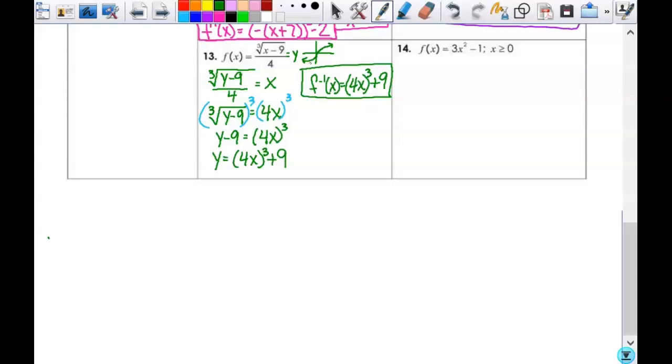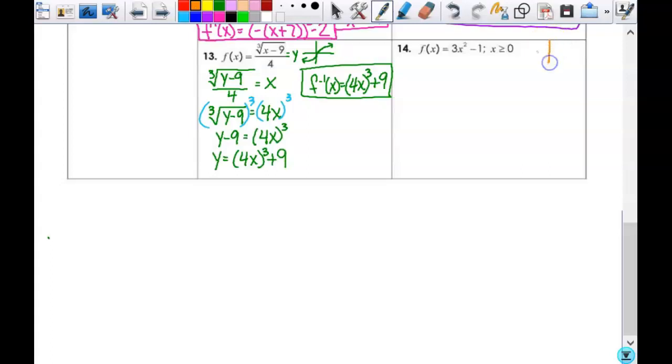Okay, so again, I'd like for you to pause, try number 14 on your own, see what happens, and then come back and see if you can follow along with me and if we agree. All right, so this function is a quadratic. It would graph a parabola. However, we have a domain restriction on the original one. The domain here is only if x is greater than or equal to 0.